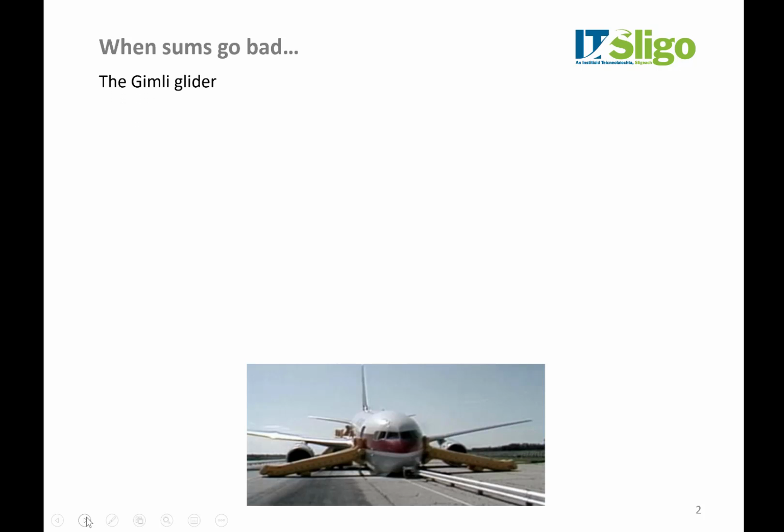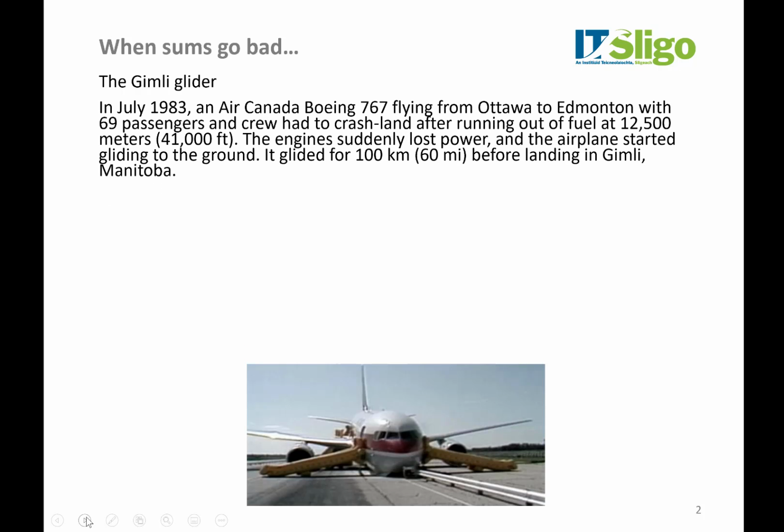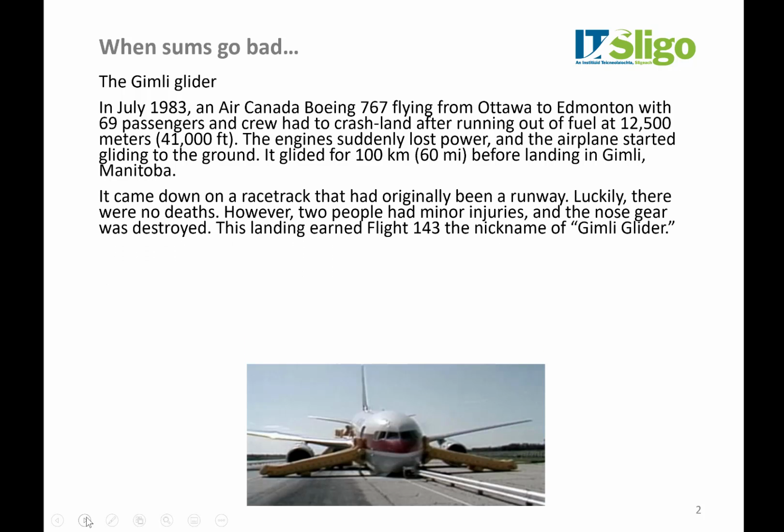This was a very famous incident back in the 80s. Essentially, an Air Canada Boeing 767 ran out of fuel, and the pilot managed to glide it for over 100 kilometers before landing on a little old abandoned airstrip. There were a couple of minor injuries, but it was very lucky, as there were 69 people on board. The problem was the fuel manifest was in kilos, but when they were actually refueling the plane, they refueled with pounds of fuel.